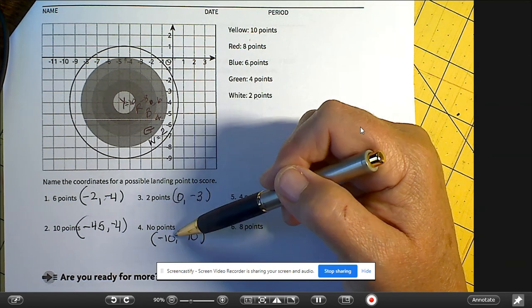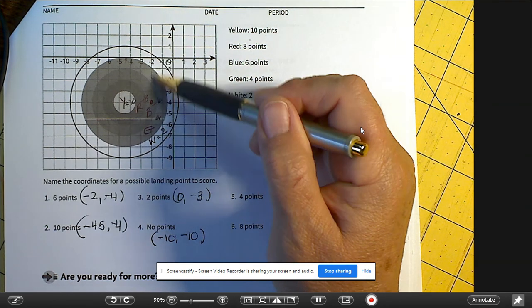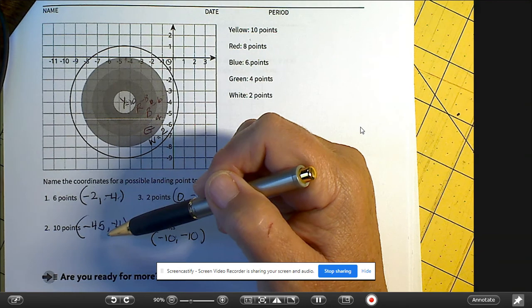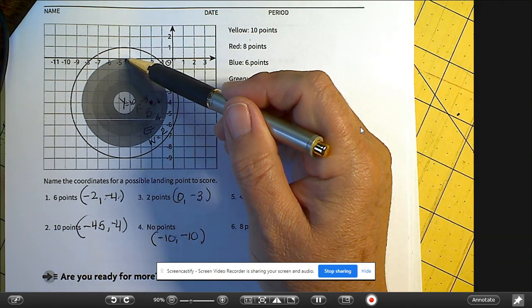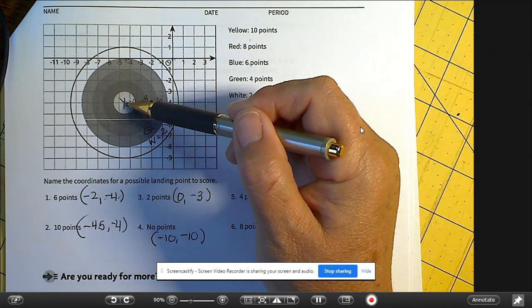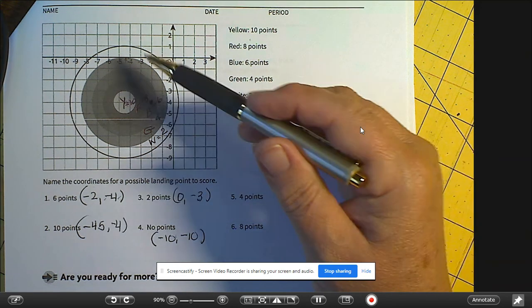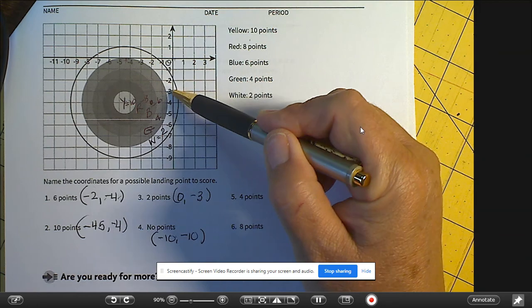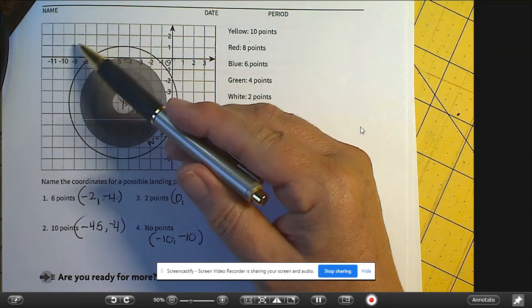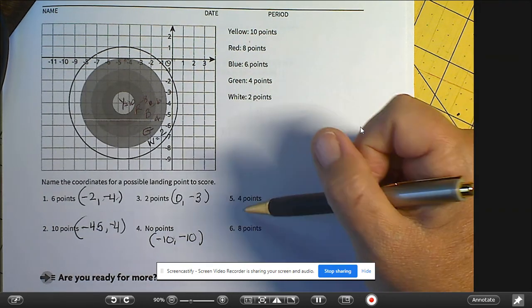Nope, no points. I'm sorry. -2, -4 is 6. 10 points is -4.5, -4. That would be right in the middle of the yellow. And then 0, -3 would be in the white. No points, -10, -10. And we're here.